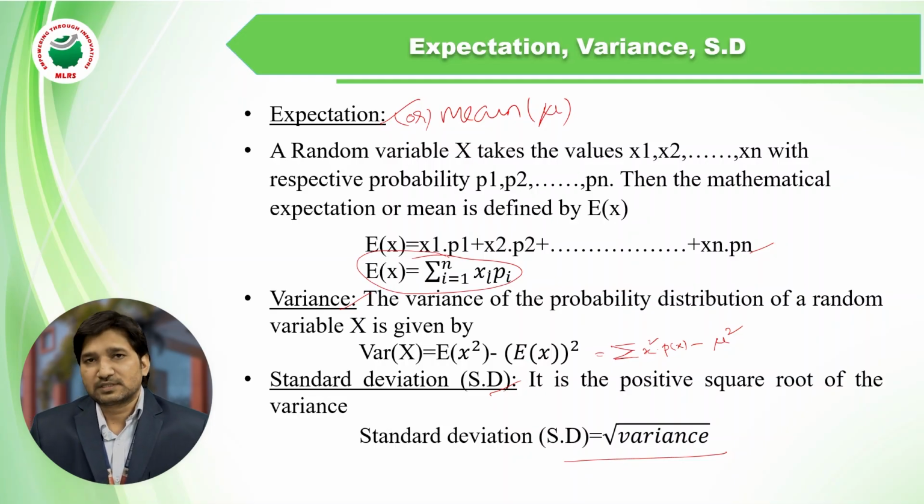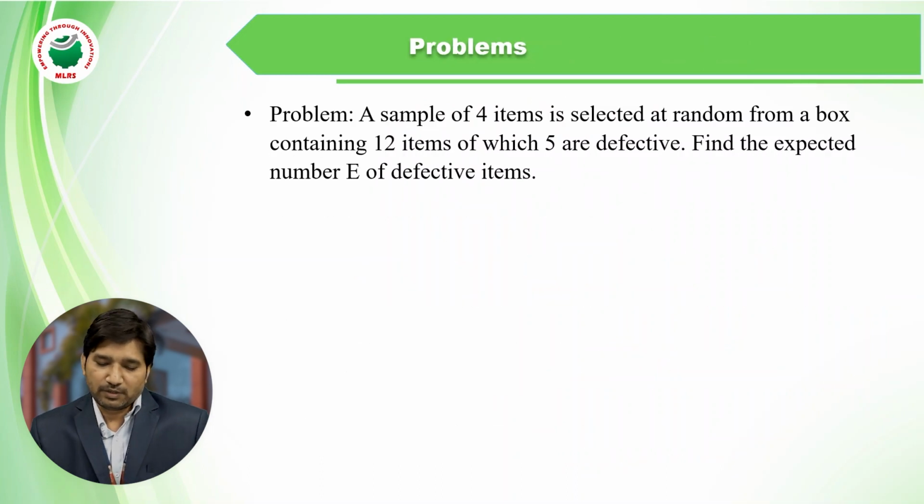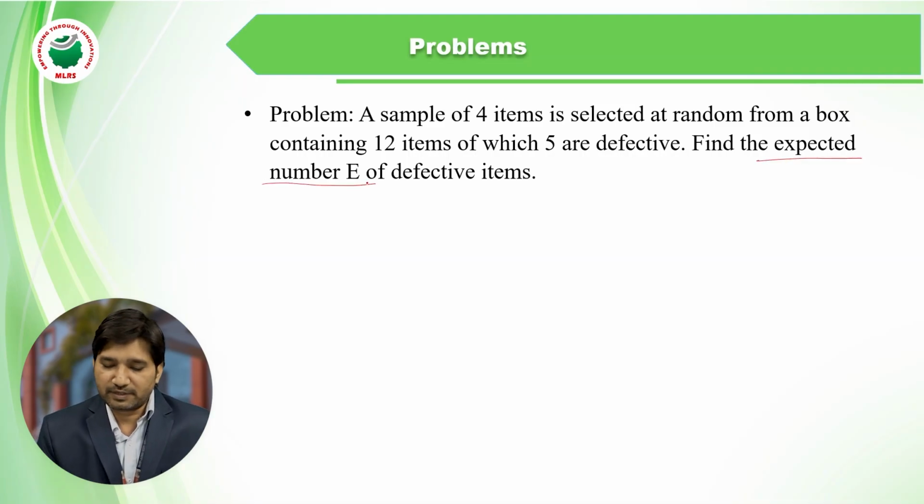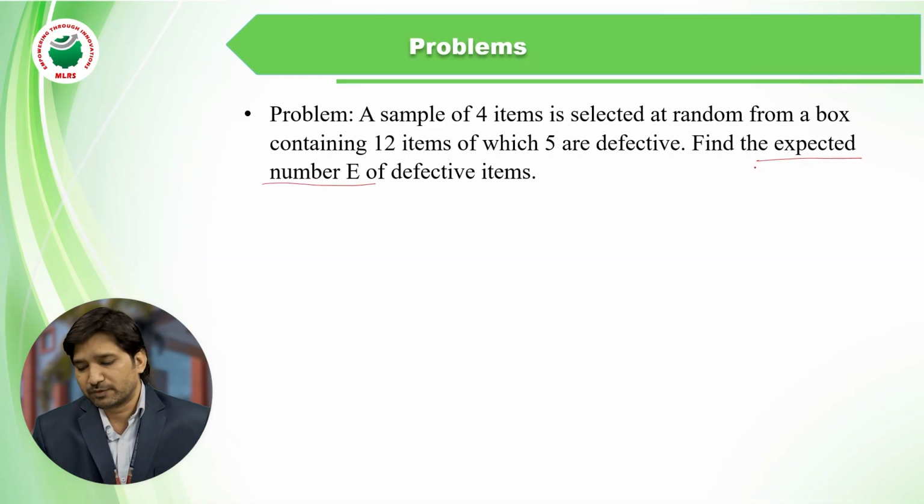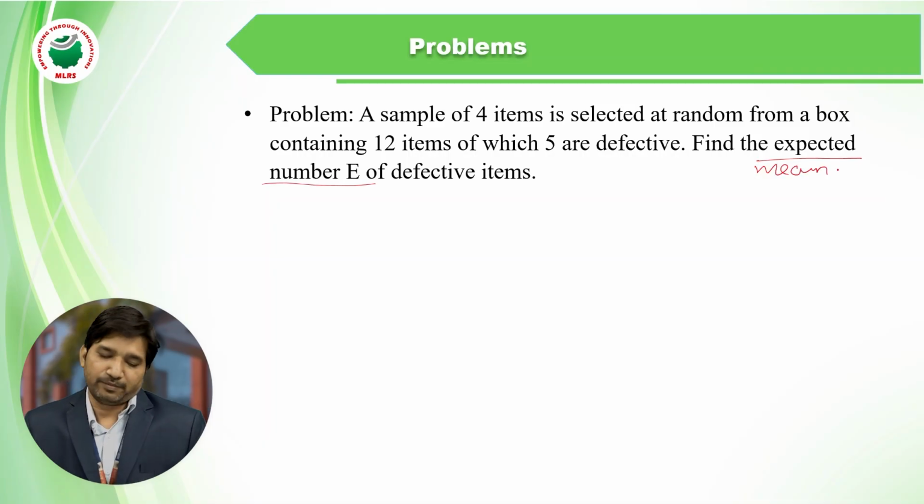Now we have to discuss some problem, one of the problems of the discrete random variable. A sample of 4 items is selected at random from a box containing 12 items, of which 5 are defective. Find the expected number E of the defective items. So here we have to find the expected number of defective items, which means the mean. We have to find the mean of the given random variable.